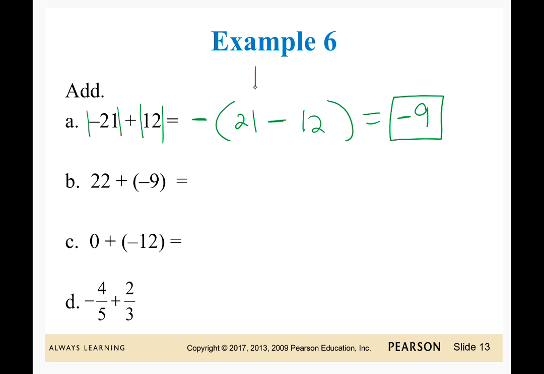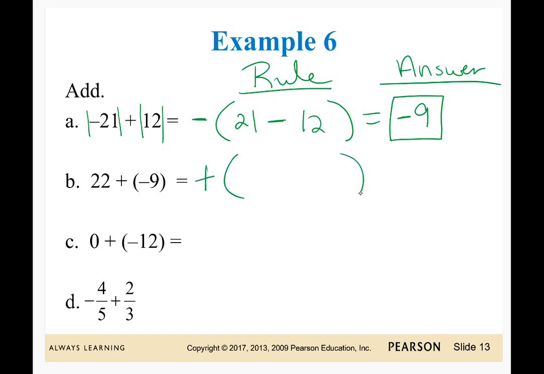Again, remember I showed the rule here, and then I have my answer. So always think of it that way. Are you showing the rule? Are you simplifying it to get your answer? All right, B, we have a positive plus a negative. The positive has the larger magnitude, so I know this answer is going to be positive. And again, I'm going to subtract their absolute values because they are different signs. So the absolute value of 22 goes first, and then the absolute value of -9 is 9. So my final answer is positive 13.